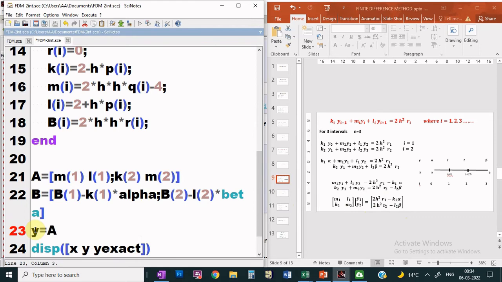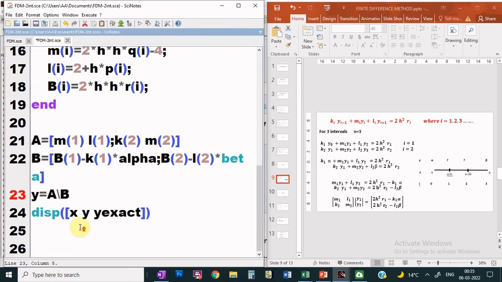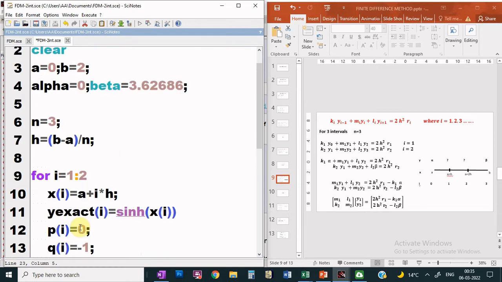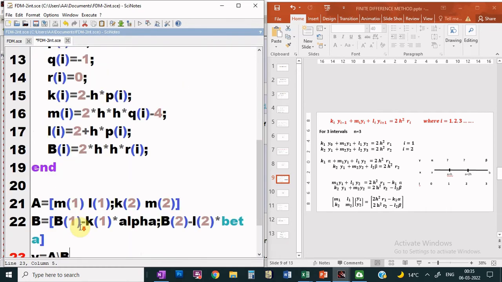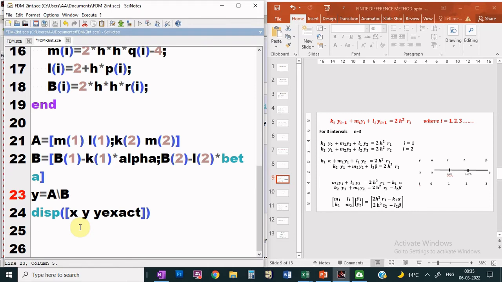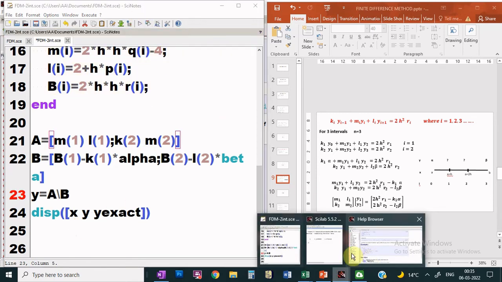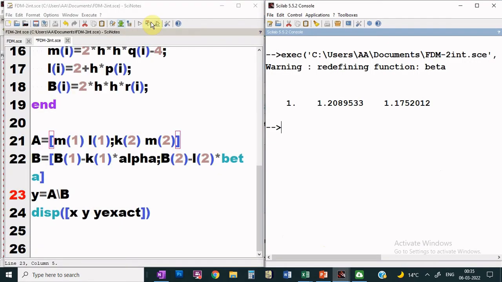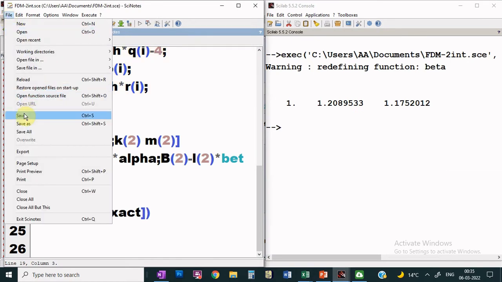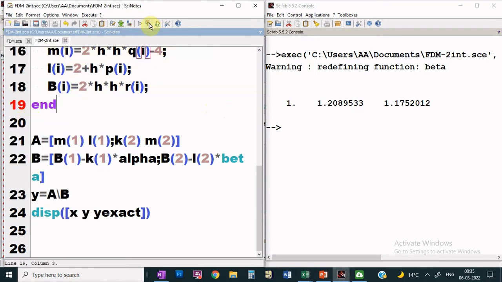We can now compute the value of y. It is very easy to do using Scilab. We just have to use the left division operator and that will compute the value of y. So this would be the program for when the number of intervals becomes 3. With this minor modification, we have written this program for the 3 intervals case. So now let us run it and see the results. I have to save it first, and now run this program.